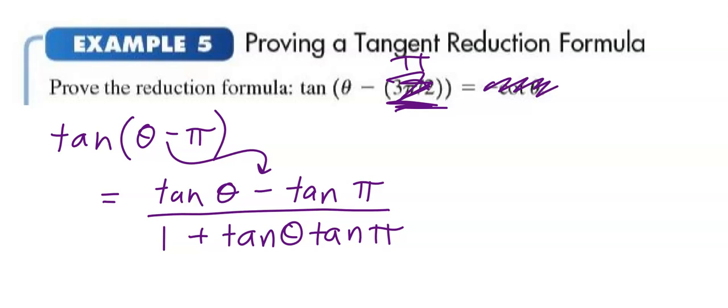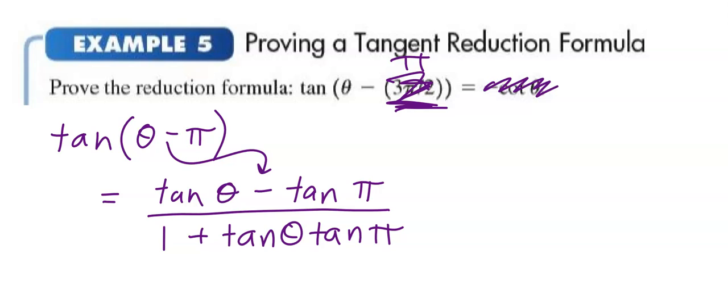We need to substitute in something for tangent phi. Maybe something cancels out, maybe we'll find out here in a minute. But we need to know that on the unit circle, phi is sitting over here on the left. What is the slope of that line? We need to substitute that.